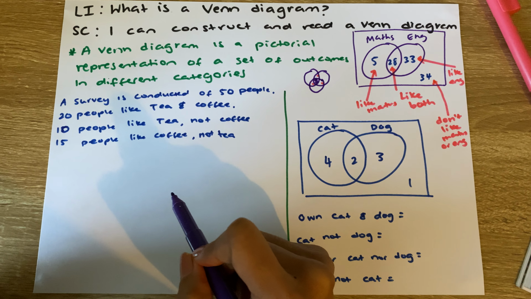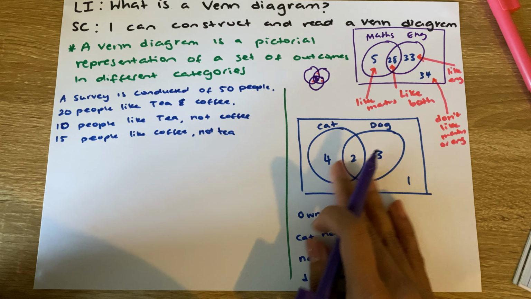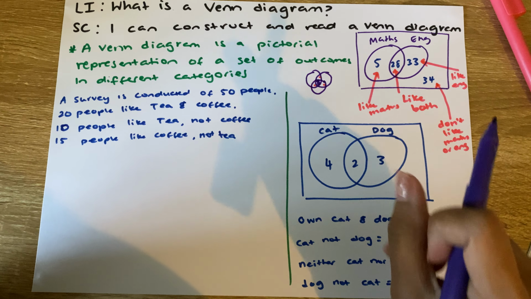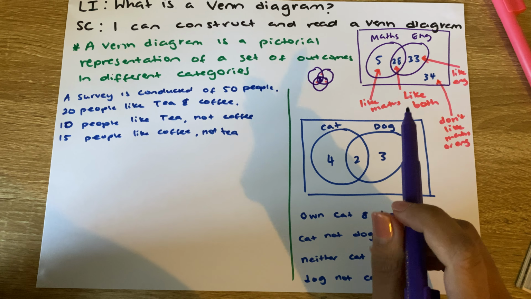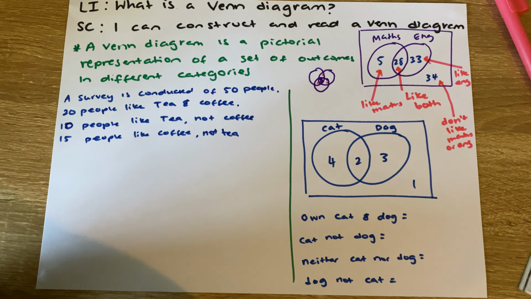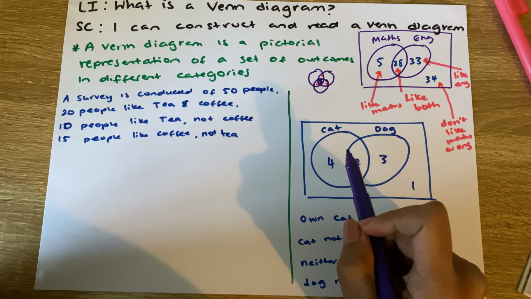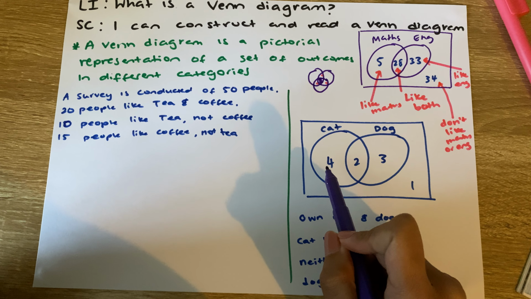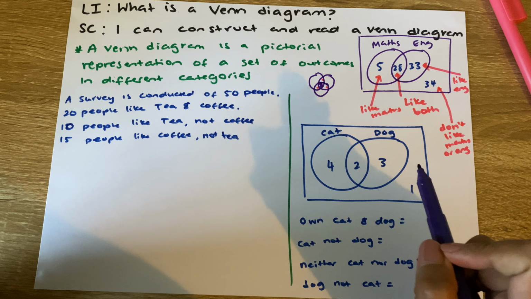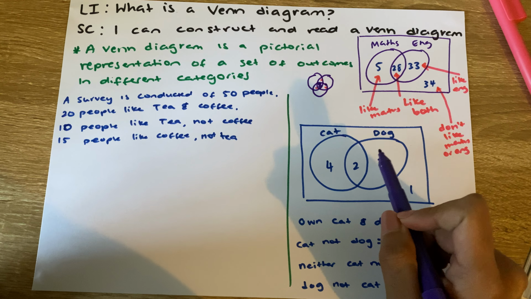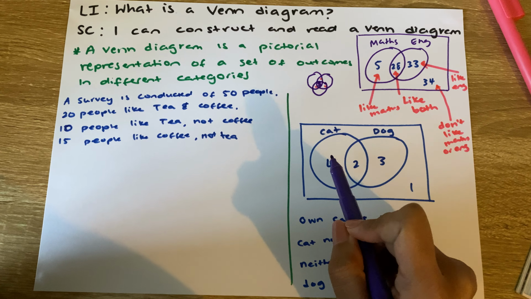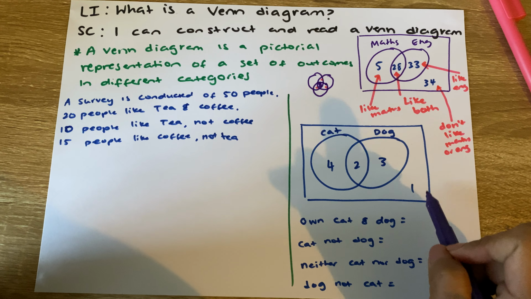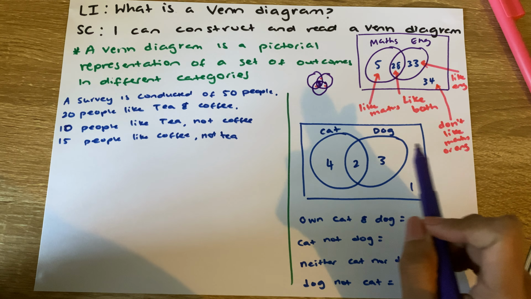All right. We're going to go through what the information is and how we can extract that information from our Venn diagram. So here I've surveyed a couple of people. I've asked them whether they prefer cats or whether they prefer dogs. Okay, so 4 people have said that they prefer cats or they own a cat. 3 people have said that they own dogs. 2 people have said that they own cats and dogs. And 1 person has said that they don't own a cat or a dog.